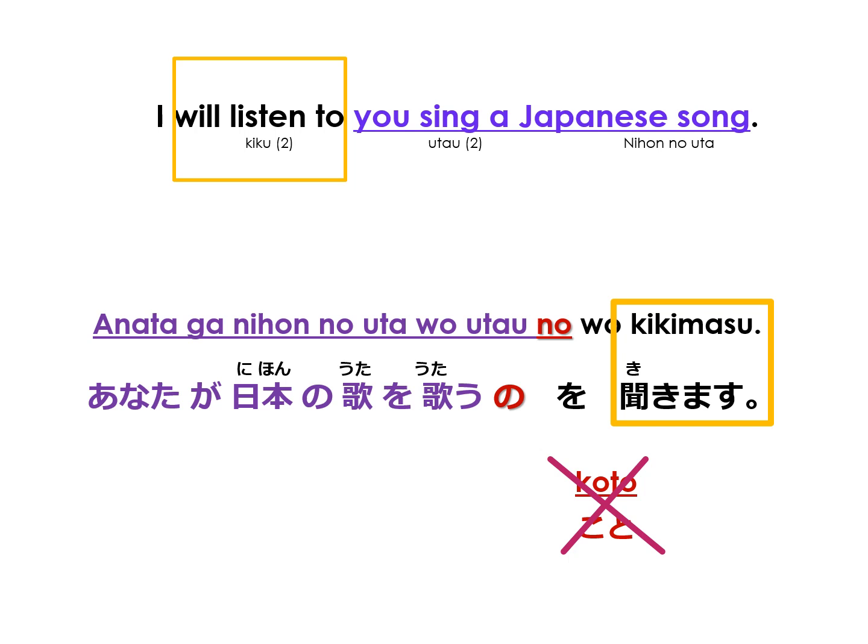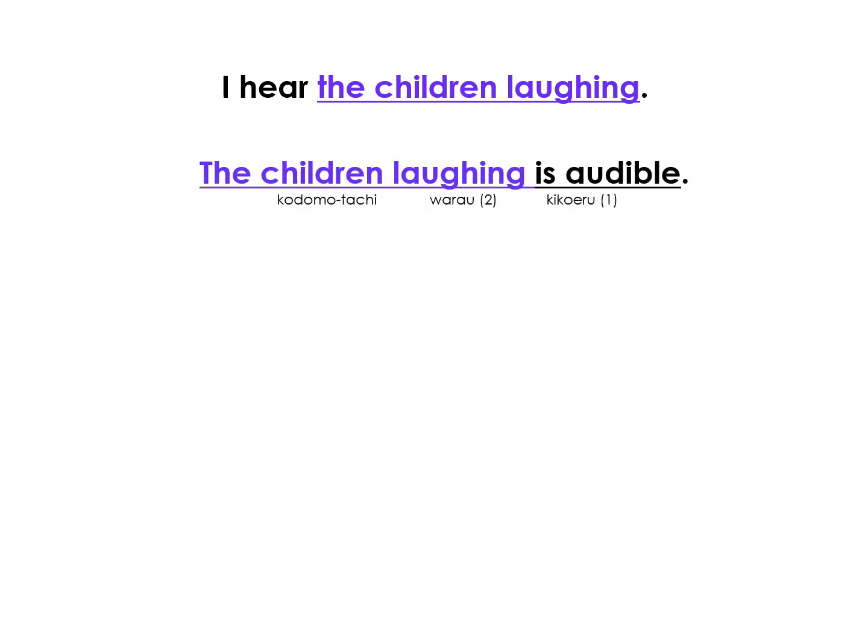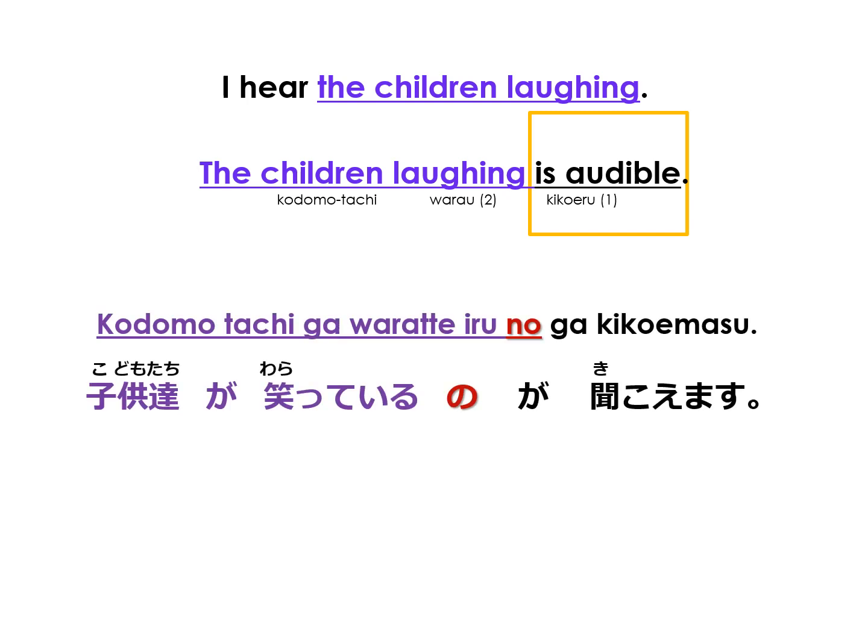a verb of perception. I hear the children laughing. We need to flip this sentence in Japanese because this isn't active hearing, but spontaneous hearing. And the sentence changes to, the children laughing is audible, and we have to use the intransitive verb kikoeru, to be audible. In Japanese, we say, 子供たちが笑っているのが聞こえます。 Using koto would not be correct because kikoemasu is a verb of perception.